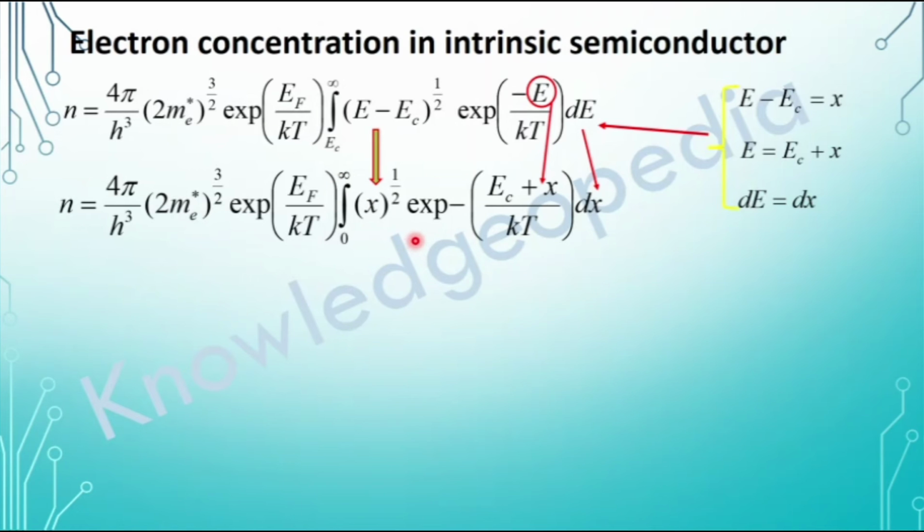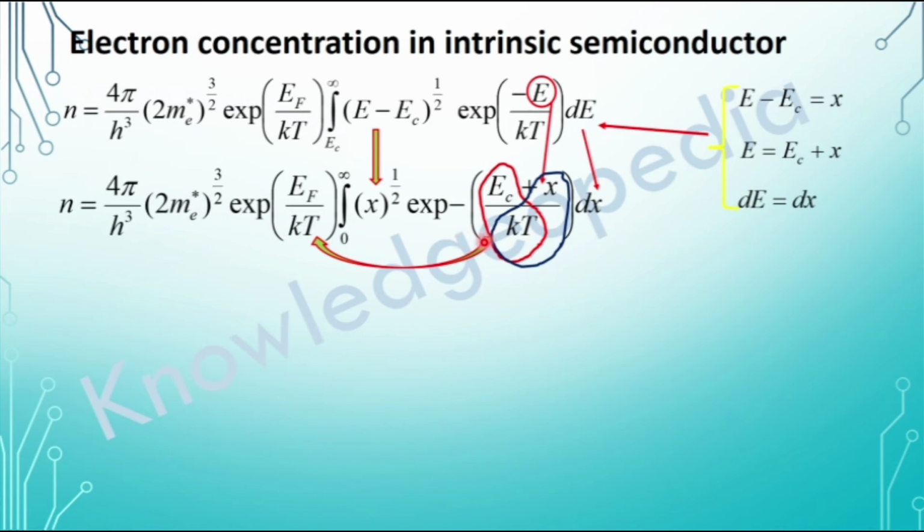In this integration, let us again look into this exponential term. Here also we are having two terms. One is exponential minus EC by kT and the second one is exponential minus x by kT. Further, this exponential minus EC by kT is a constant quantity because EC is the bottom of the conduction band, which is constant, k is constant, T is also constant, and the variable over here is x. So exponential minus x by kT is variable, and the first term, exponential minus EC by kT, is a constant term and hence can be taken outside the integration.